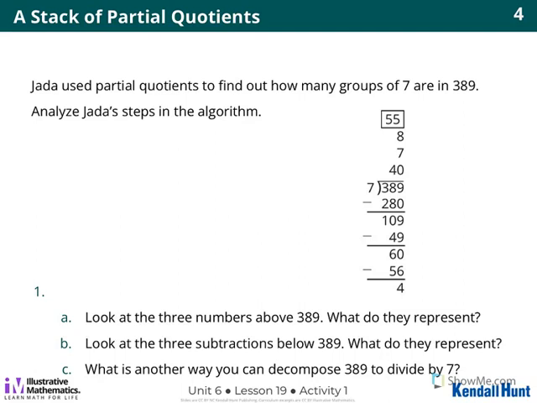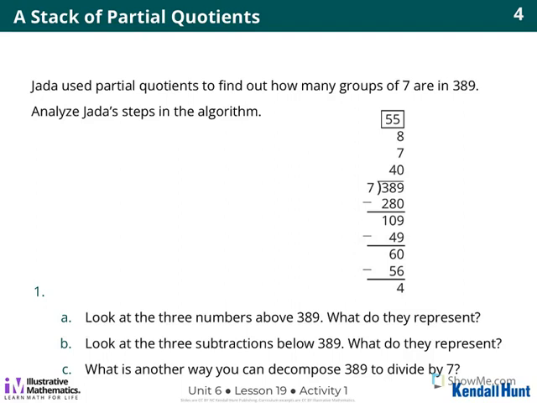Okay, Jada is at it again. She was playing with base 10 blocks the other day. Now she's come up with her own algorithm. Jada used partial quotients to find out how many groups of 7 are in 389. I see her division problem right here. Do you guys? Okay. You're going to analyze her steps.